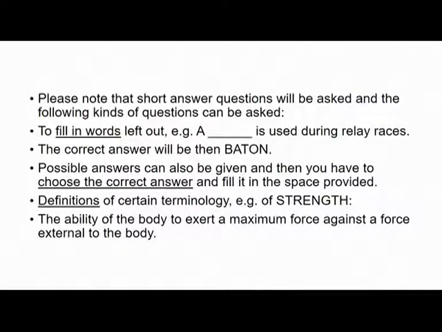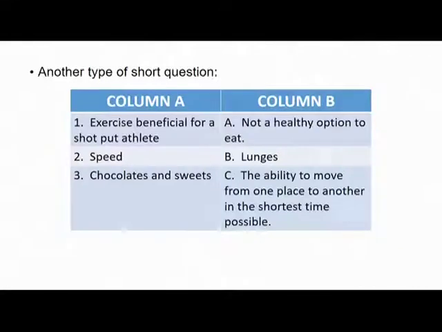And lastly, please note that short answer questions will be asked, and the following kinds of questions can be asked. To fill in a word left out, for example, what is used during relay races, and the correct answer will then be baton. Possible answers can also be given, and then you have to choose the correct answer and fill it in the space provided. The third one is definitions of certain terminology. For example, strength is the ability of the body to exert a maximum force against a force external to the body.